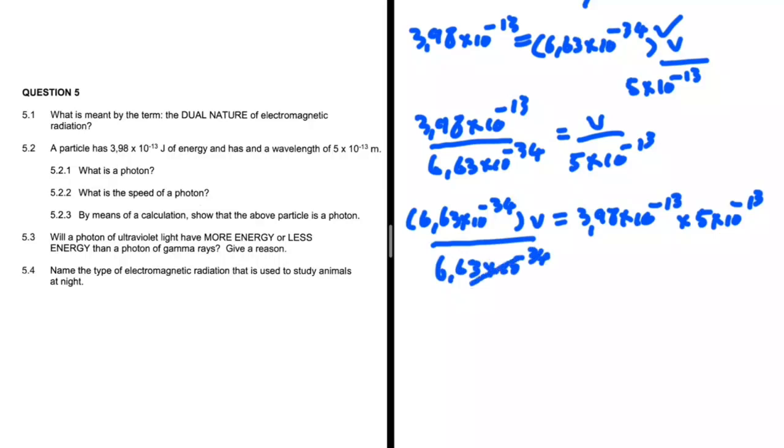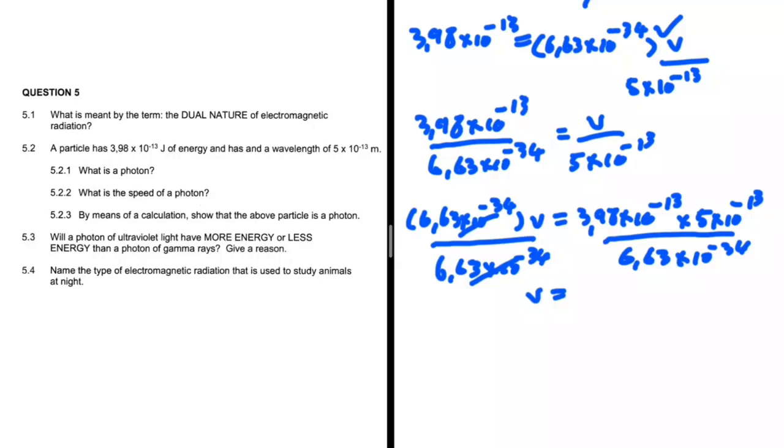On the left hand side, they will cancel out, and then on the right hand side, 6.63 times 10 to the minus 34. Let me just put it in my calculator and not just assume that we're gonna get 3 times 10 to the power 8 meters per second.